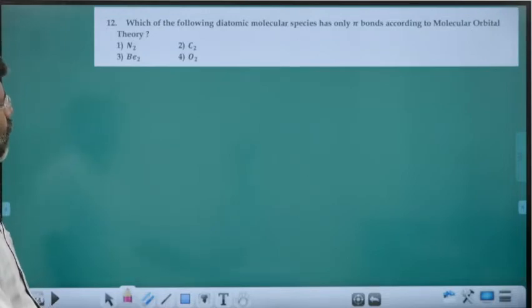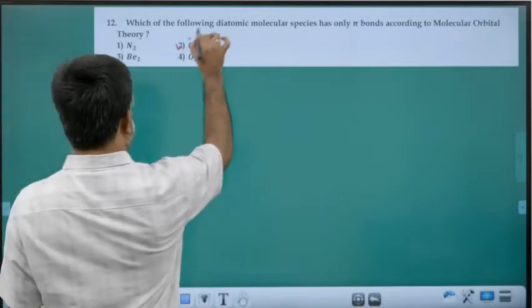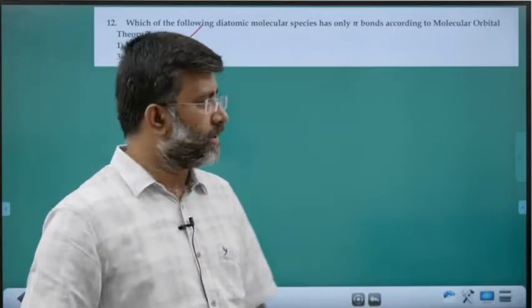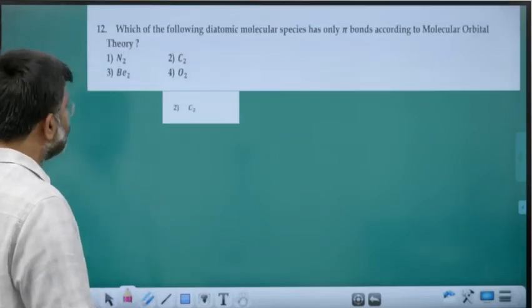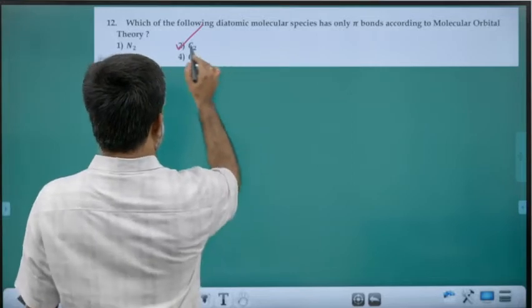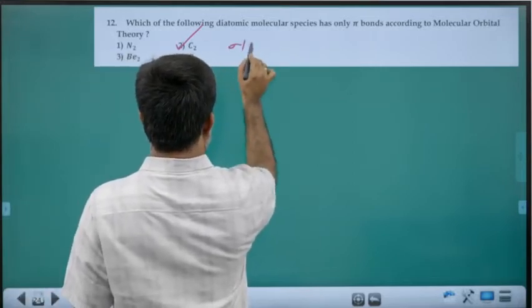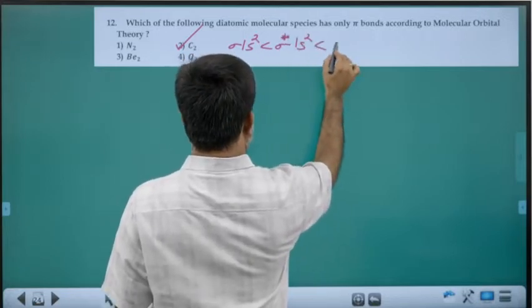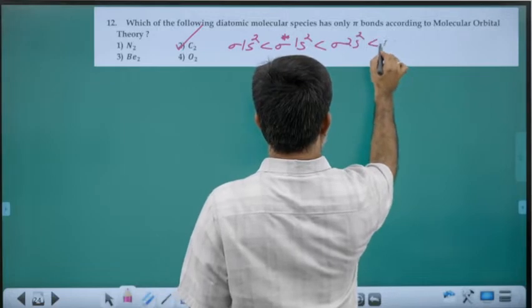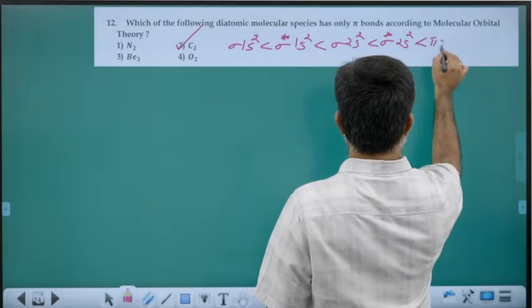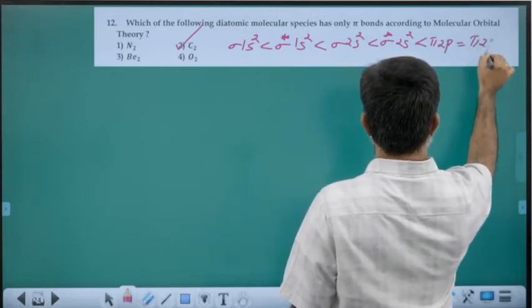Only pi bonds according to molecular orbital theory. That's a very famous example. The hypothetical species C2 will have only pi bonds. You may try the electronic configuration for C2. C2 has 12 electrons. Sigma 1s2, sigma star 1s2, sigma 2s2, sigma star 2s2. What next? Pi 2px, pi 2py.